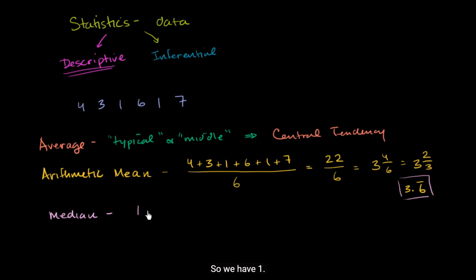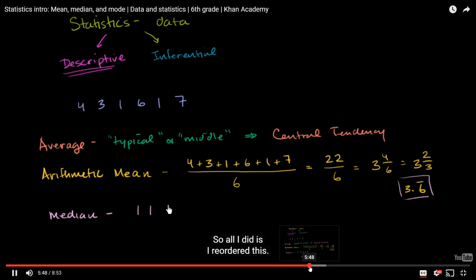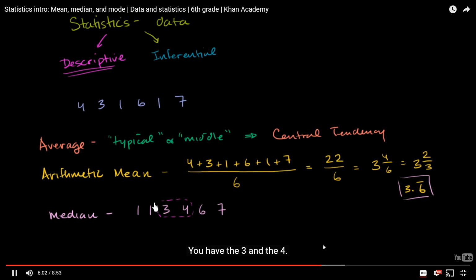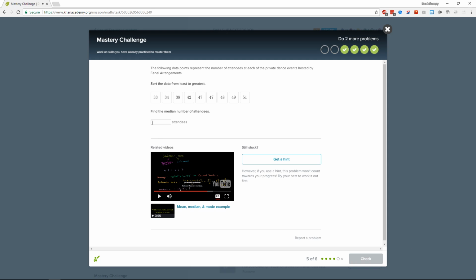So we have 1, then we have another 1, then we have the rest. You have 2 middle numbers right over here, the 3 and the 4. And in this case, when you have 2 middle numbers, you actually go halfway between these two. So, assuming this is the correct order, yeah, it looks pretty good.